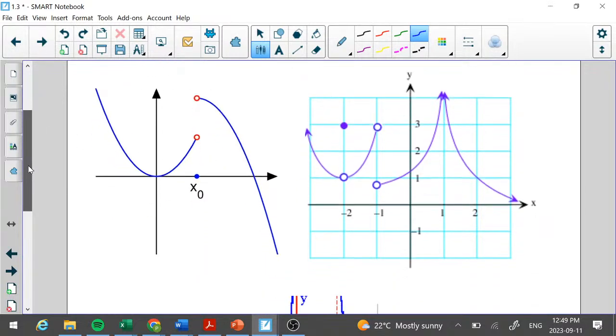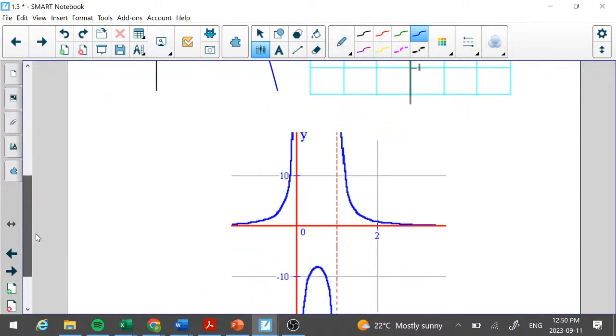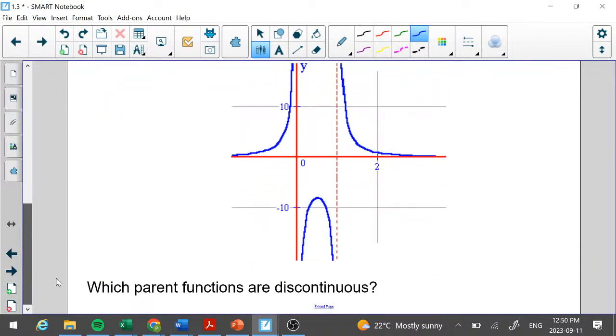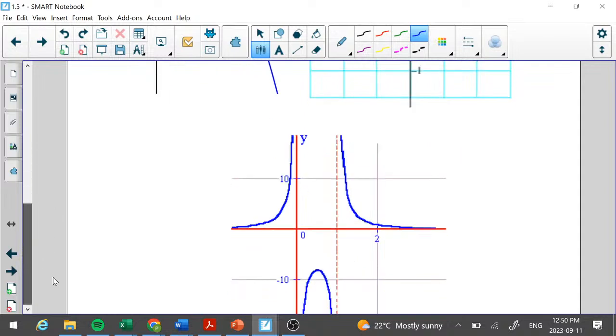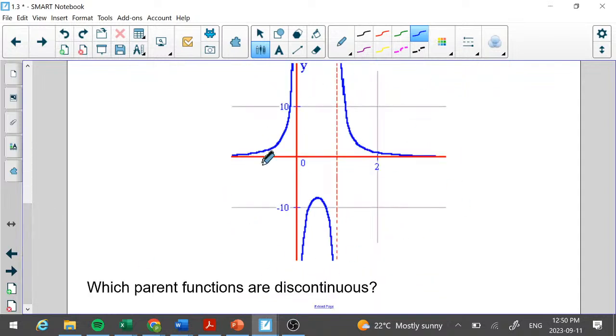Okay, so that's pretty much it. These are all discontinuous functions. You know the parent functions that are discontinuous? This one you haven't seen yet, but you'll see it this year. And it looks complicated. It's not. We good? All right.